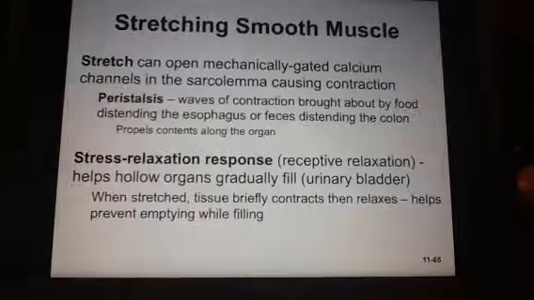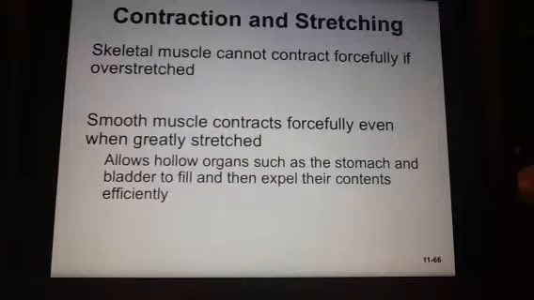Also, an example is in the bladder, where the hollow organs are filling, and so when they stretch, the tissue contracts and then relaxes. It helps to prevent emptying while it's filling. That's called the stress relaxation response. So skeletal muscle really can't contract if it's overstretched, but smooth muscle can contract even when it is stretched.